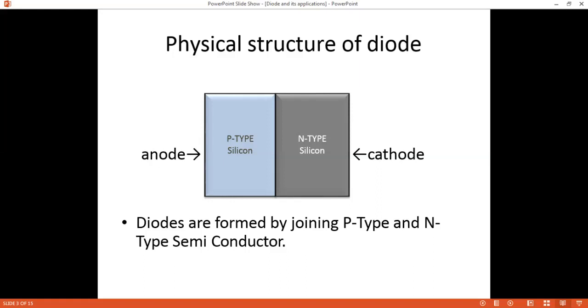Diodes are formed by joining P-type and N-type semiconductor. In this diagram, the P-type and the N-type materials are combined at one point. That point is called the junction, the PN junction diode. Why is it called the PN junction? P material and N material are combined at a point, and that point is called the PN junction.